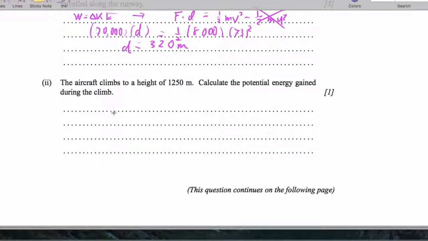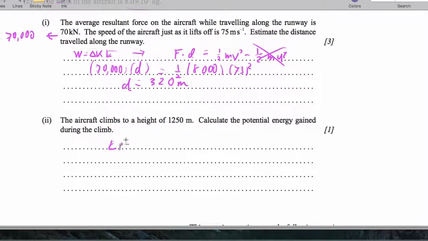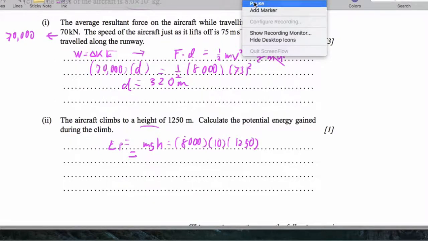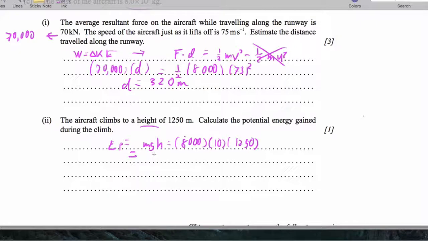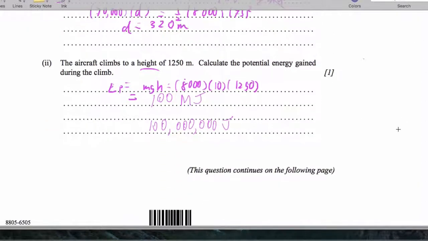Now for the potential energy, E potential, it's height, so mgh. That's going to be 8,000 times 10 times a height of 1,250. And the result that we're going to get is, I don't write it their way, they would say 100 megajoules or 100 million joules. Any way you want to write it. All right, next question.